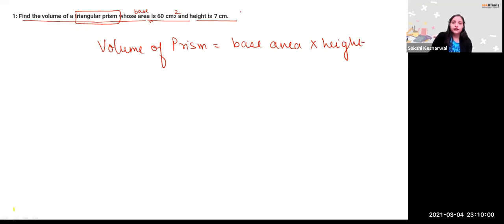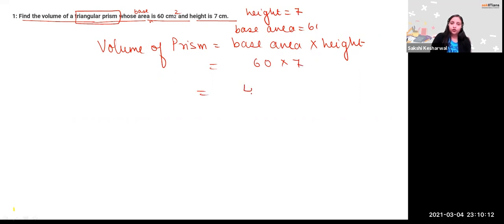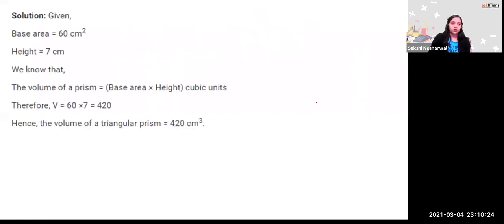So what is the height? The height is already given, which is equal to 7. And the base area is 60. So 60 into 7 is equal to 420 centimeter cube. That's your answer. Write it down, beta. Now, the solution is already written, right?